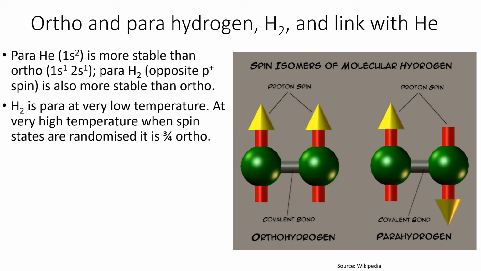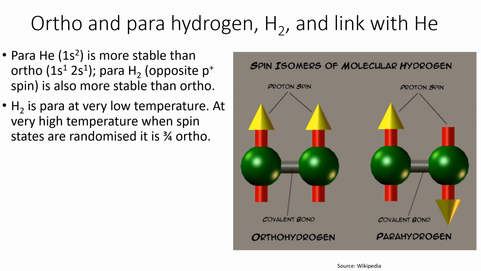So, think about the 4 possibilities: you've got up, up, down, down, up, down, and down, up. 2 of those you might consider to be ortho, the up, up and down, down, and 2 of those you might consider to be para, the down, up and the up, down. So you'd think that they're equally likely. Although slightly bizarrely, what's observed here is that at high temperatures, when it's randomized, it's actually 3/4 ortho. How on earth do we explain this?